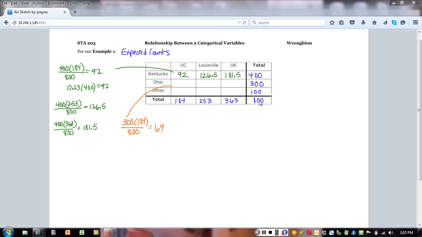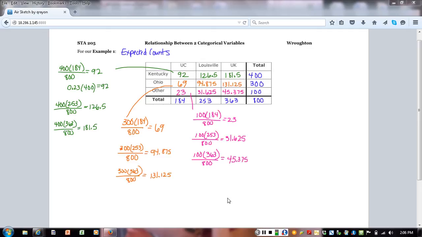So we get 69 there. And now take a moment, pause it here, see if you can fill in the rest of the numbers, and we'll see. Alright, so let's see if we got the same numbers. So all my orange ones are right here. So notice something that changes inside each row is the column total each time that you're doing it here.